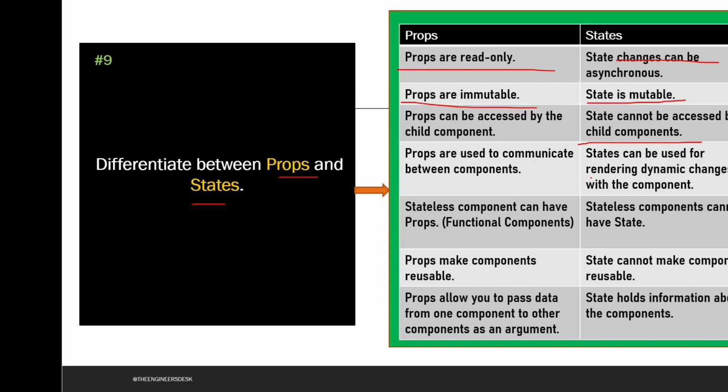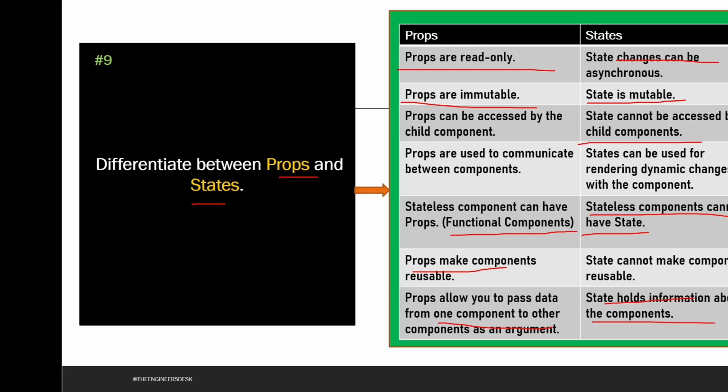So we have seen both state as well as props. A stateless component can have props, like functional components. We have two kinds of components inside React.js. One is the stateless component, which is called a functional component, and another is the stateful component, which is called a class component. A stateless component cannot have state. Props make components reusable, however state cannot make components reusable. Props allow you to pass data from one component to another component as an argument, and state holds information about the component.